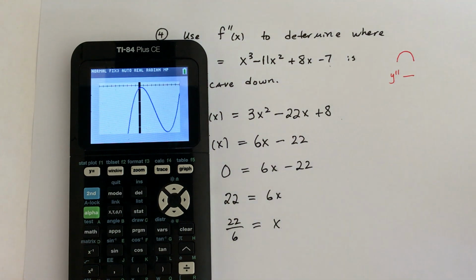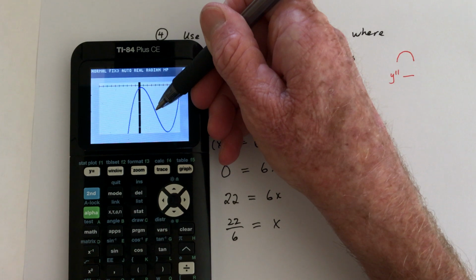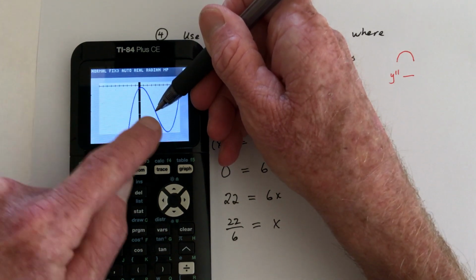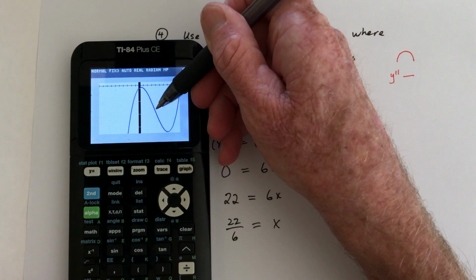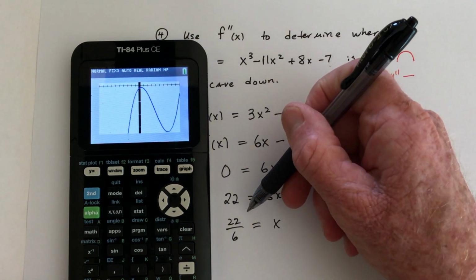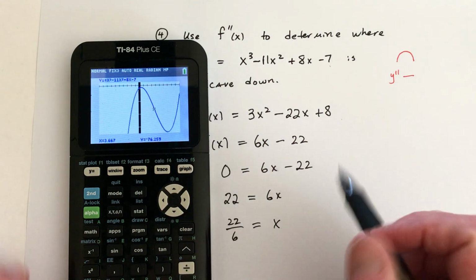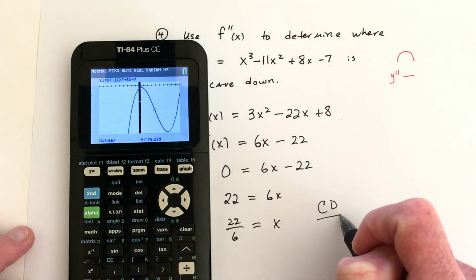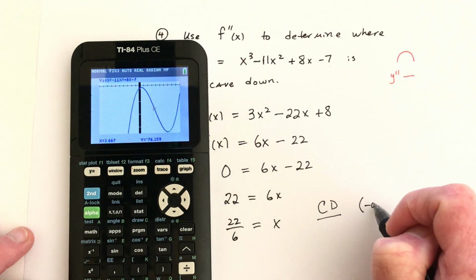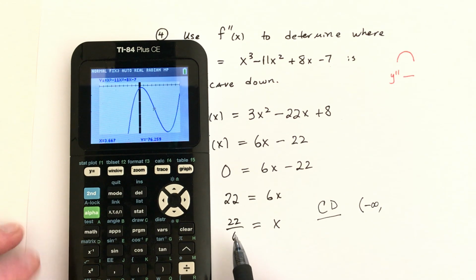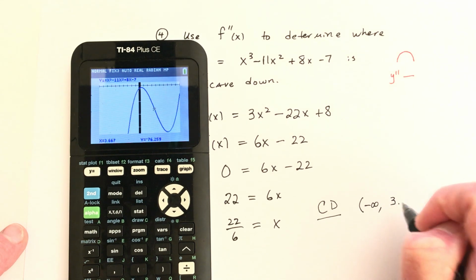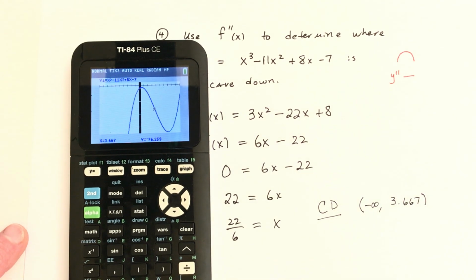All right, and by looking at the graph, it's right about here that this is concave down and then this is concave up. So right about where my pen is, that should be this x value. So trace and put 22 divided by 6. Yep, that's pretty much where my pen was. And it's the left side that's concave down. So for concave down, the left side would be from negative infinity until this number, which I'll go ahead and put the decimal, is 3.667. So that's the concave down.